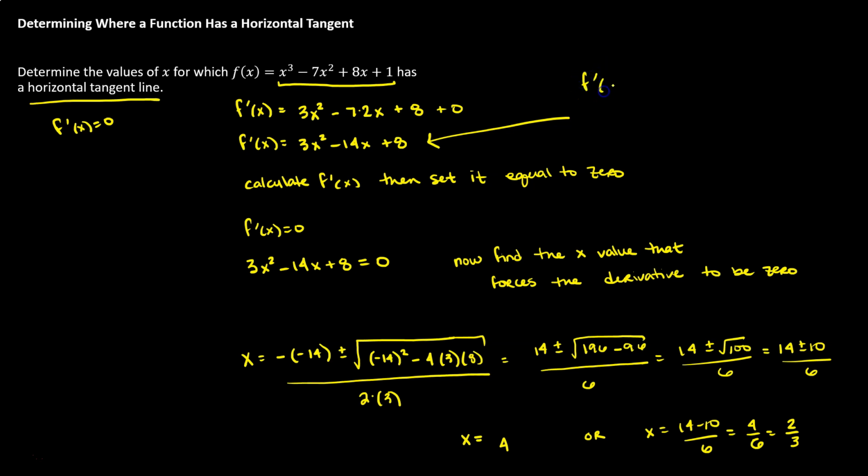And we can test that. If we plug 4 into the derivative, we get 3 times 4 squared minus 14 times 4 plus 8. And if we type that into our calculator, we get 0. And same if we had plugged in 2/3. Type that into our calculator, we should get 0 here as well.